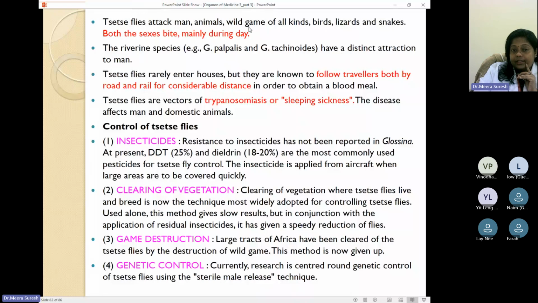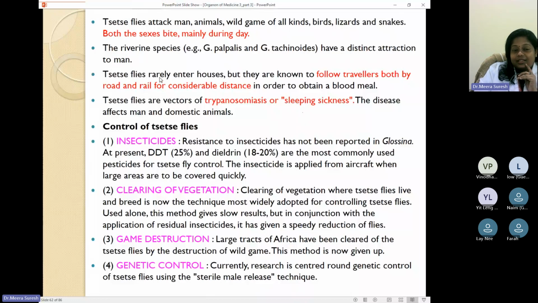They use the term wild game here, which indicates wild animals in general. So, wild game of all kinds, birds, lizards, snakes, etc. Both sexes will bite, and that too during the day. So, totally different from the sandflies. Sandflies, we saw only the females bite, and that too in the night. In the case of the tsetse fly or the Glossina, they bite in the morning time, and both sexes bite.